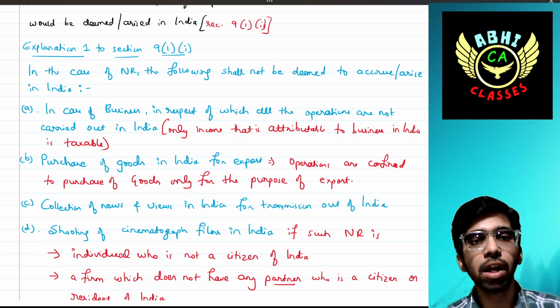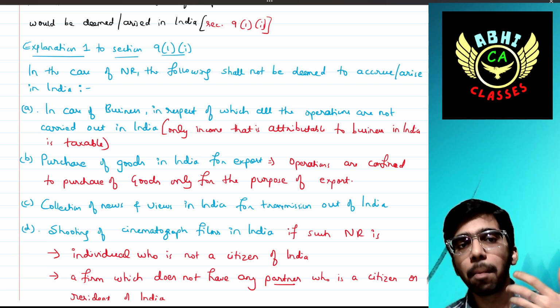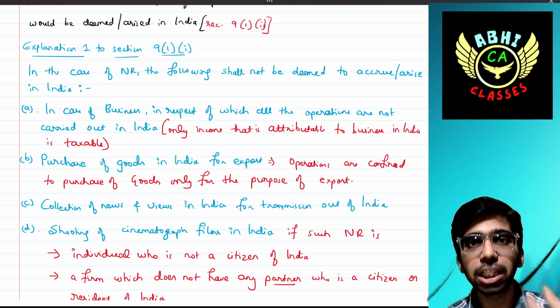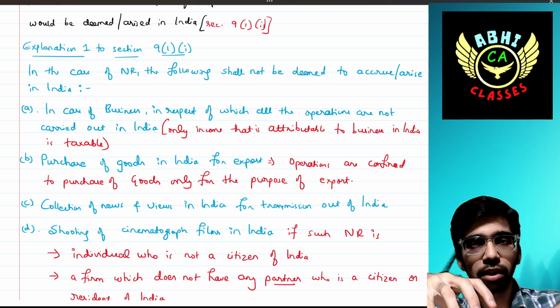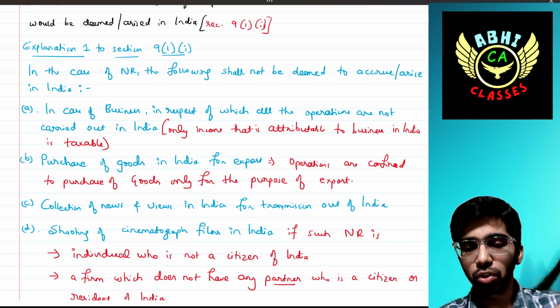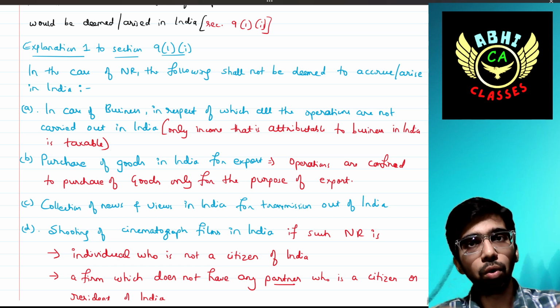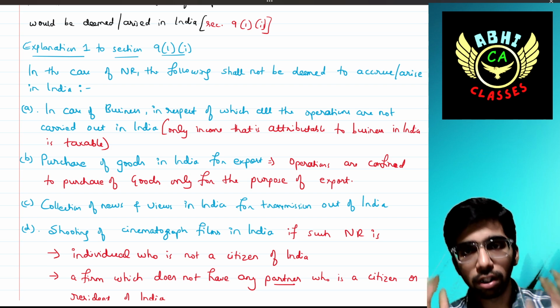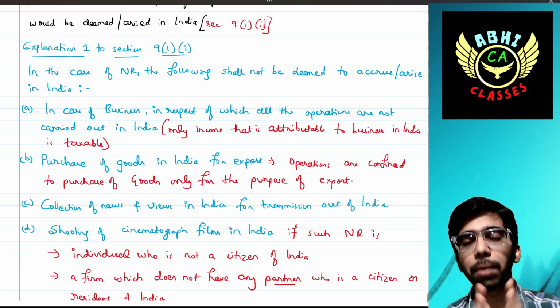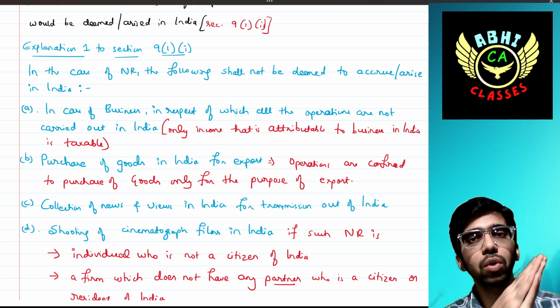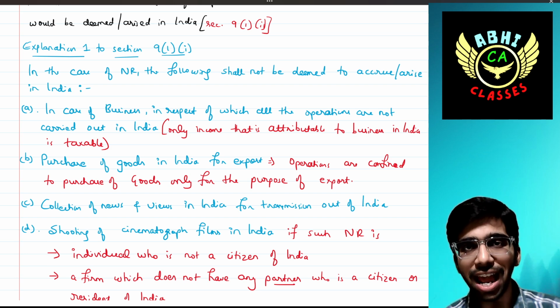Keep this in mind. Next, purchase of goods in India for export purpose. There is a business entity having the business of purchasing goods only for the purpose of export. Its operations are confined to the purchase of goods for export only. Then also the income is not taxed in the hands of an NR.